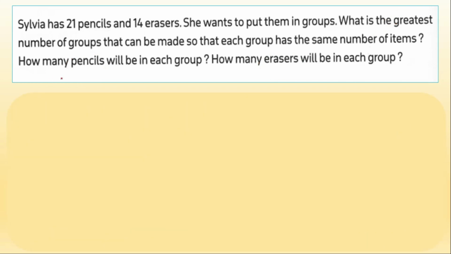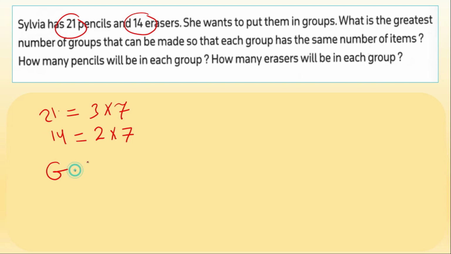The first step, you want to find the greatest common factor of the 2 numbers. So let's find the prime factorization. 21 equals 3 times 7, and 14 equals 2 times 7. So the greatest common factor equals what? Let's remember, it equals the greatest of these common factors: 7. So the greatest common factor for 21 and 14 is 7.